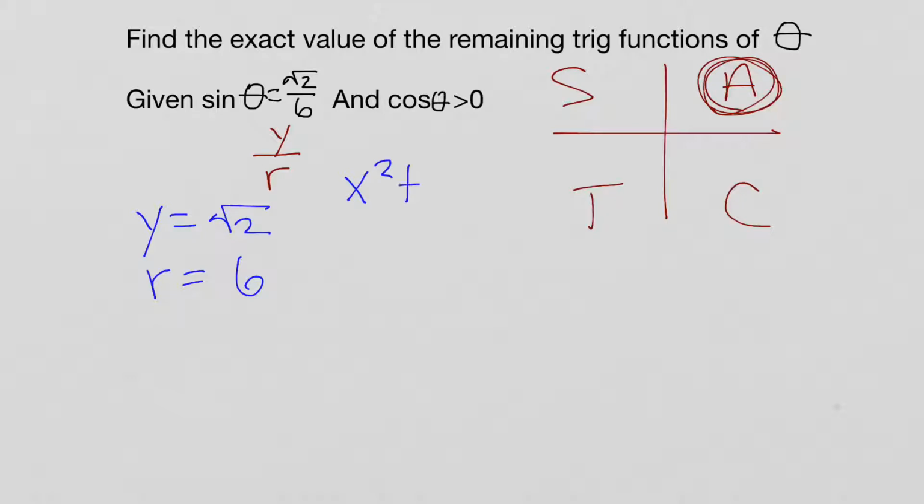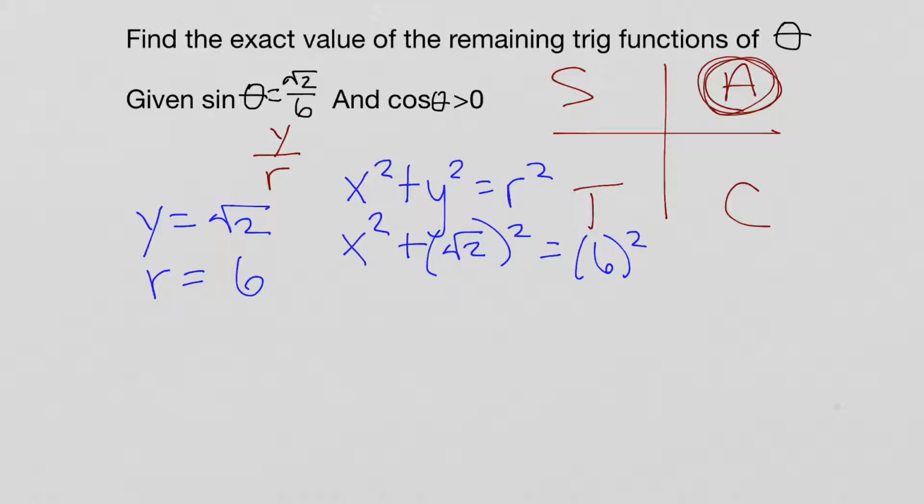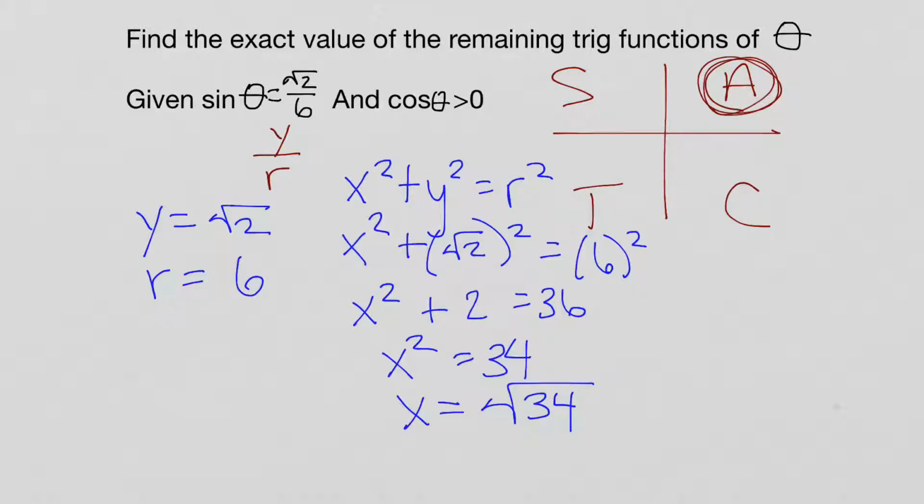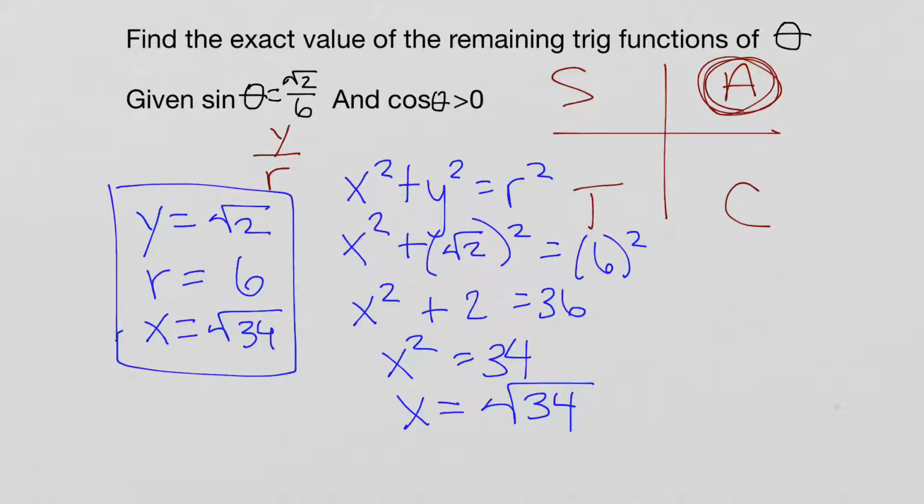We know that x squared plus y squared equals r squared. X is what we do not know. We do know our y, so we'll square the square root of 2, and our r value is 6. So we have x squared plus 2 equals 36. Subtract 2 from each side, and we get 34. Take the square root. Technically, we get plus or minus, but because we're in quadrant 1, we only take the positive value. So x is equal to the square root of 34. We will use this information and apply it to finding the other 5 trig function values.